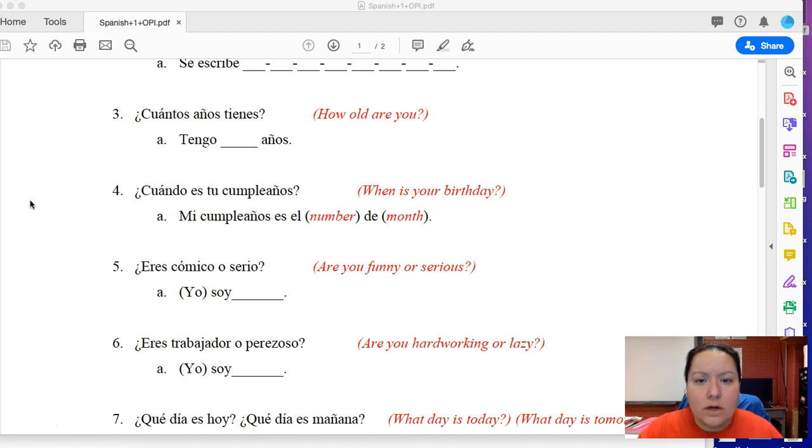All right, number six, are you hardworking or are you lazy? ¿Eres trabajador o perezoso? And your response is going to be yo soy or just soy, and whichever response is the more appropriate answer. Now, girls, this one's a little different because I'm not going to say trabajador. Yours is going to be eres trabajadora o perezosa.